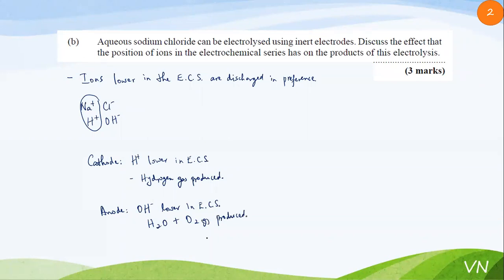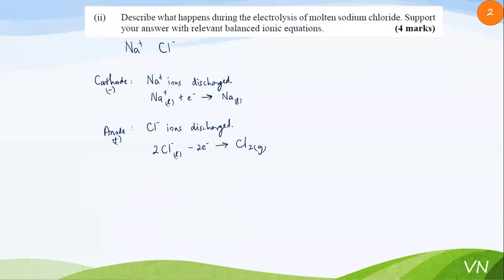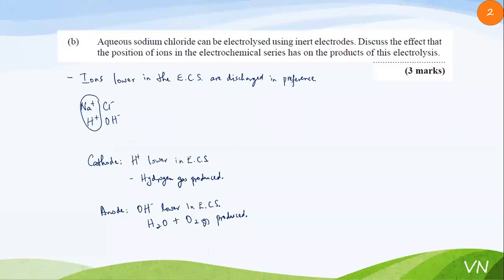All right, so when you're making your discussion here, you're showing that because now we have different ions and we have to look at the position of the ions in the electrochemical series, we're going to have different products, compared to the first instance where we had molten sodium chloride. All right, so the position in the electrochemical series will indeed have an effect on what the products of the electrolysis are.